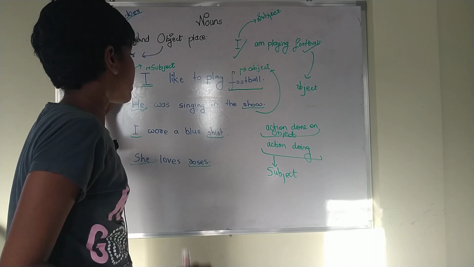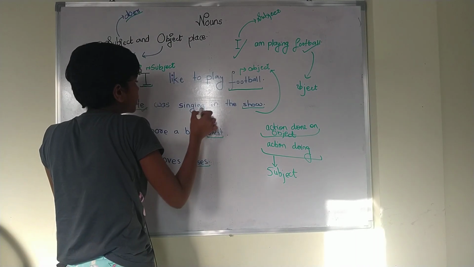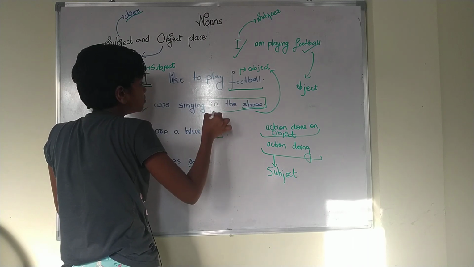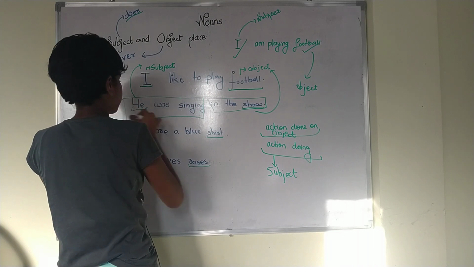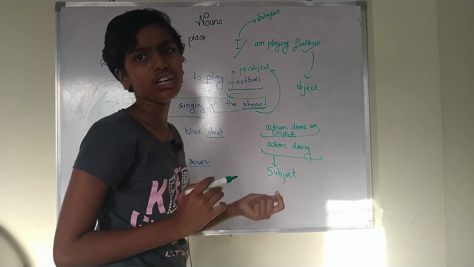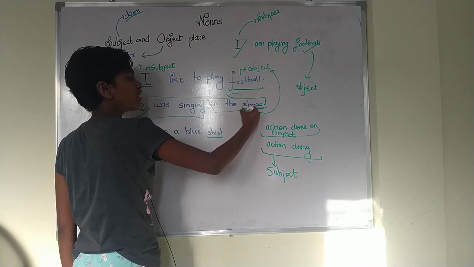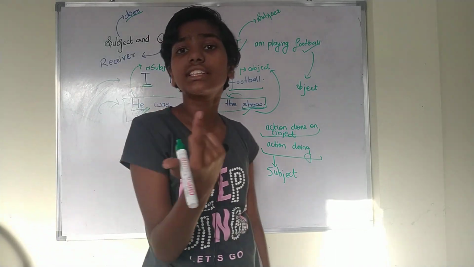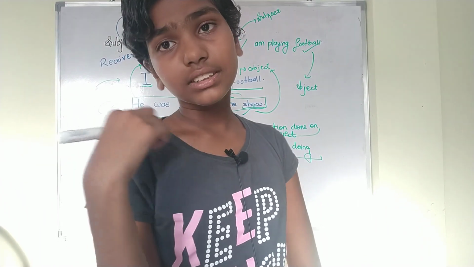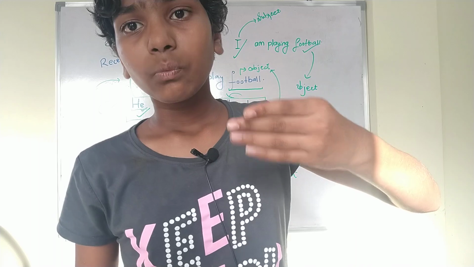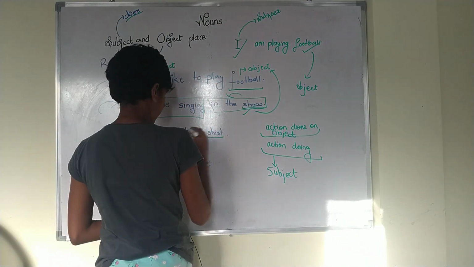Now I'll tell you one thing. In the show, he was singing is the first part. In the show is the second part. It's like a phrase and clause. I'll teach you that later. But he was singing here, he. And here, show. Why show? Because who was singing? He. And what was he like? What was he singing? Where was he singing? In the show.